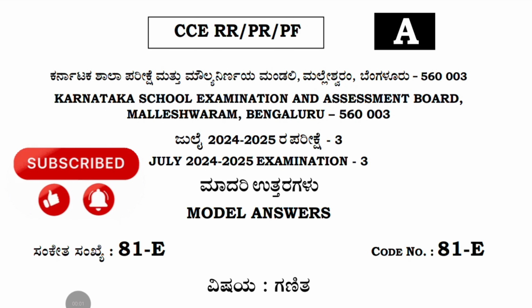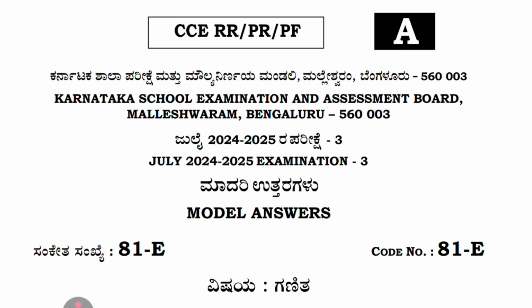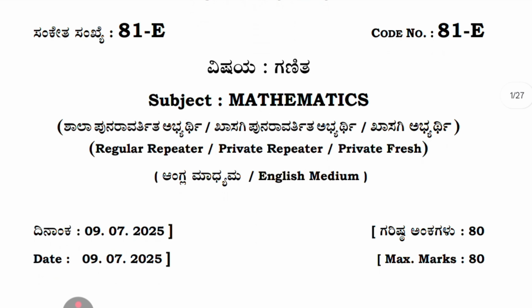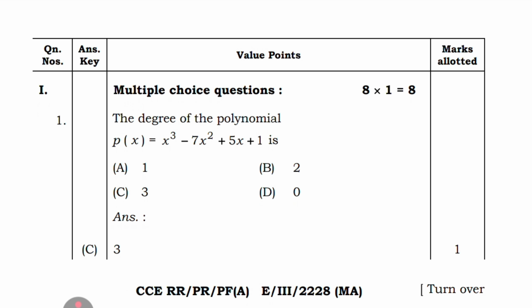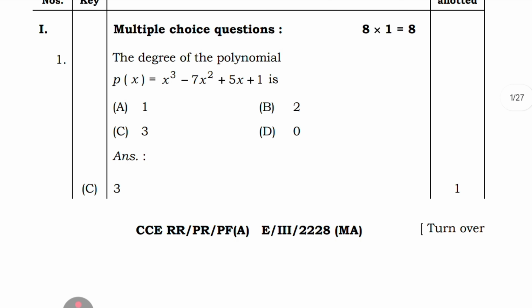Starting with the SSLC of the year 2025 examination 3 question paper, it is of the subject mathematics. You can see the date over here. And coming to the first question, multiple choice question, the degree of the polynomial here, the answer is 3.